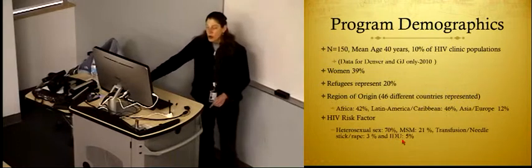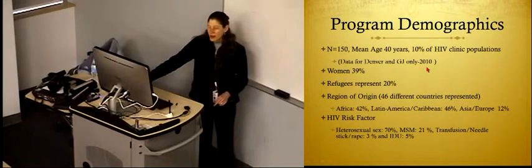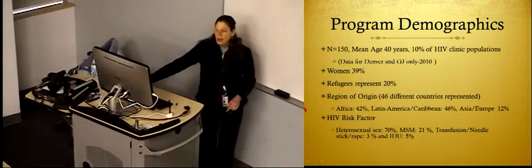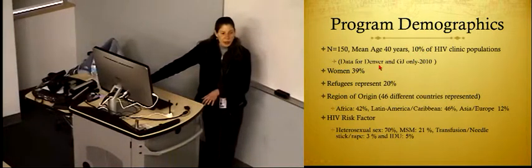So here are the program demographics, and these are from about 2010. About 150 foreign-born, representing about 10% of the HIV clinic population. This is data for Denver and Grand Junction only. Women represented about 39% of these foreign-born individuals. 20% of them were refugees. There were 46 different countries represented among our foreign-born population. Again, I think that's so crazy for here in Denver. Africa, Latin America, and the Caribbean were most common, but we also have a fair number of Asians, specifically Burmese.